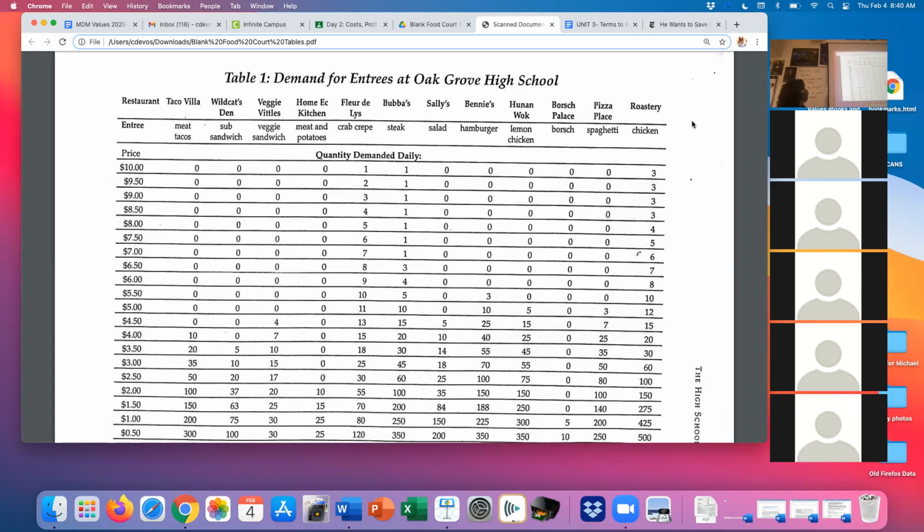So Taco Villa is going to make tacos. Wildcats Den, they're going to do a sub sandwich. Veggie Vittles, veggie sandwich. Home Ec Kitchen, rice and potatoes. A crab crepe for Fleur de Lis. Bubba's is going to sell steak. How realistic is this? Sally's will sell salad. Benny's a hamburger. Lemon chicken, the prize winner for Hunan Wok.